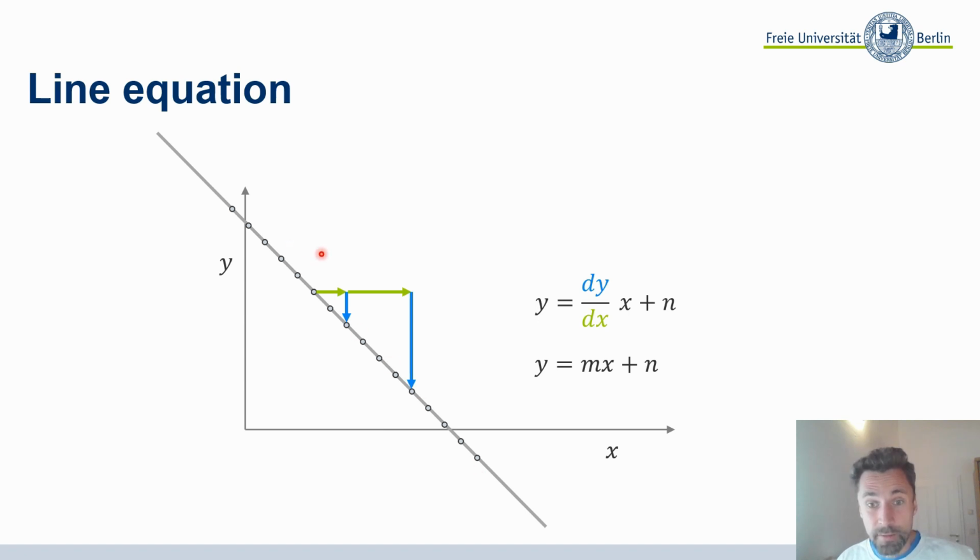You would usually see an equation that looks like this: y equals mx plus n. m here is the slope of the line. In this example, it's negative, so that's why we have a drop. If it would be positive, then we would have a step up. And n is the intercept with the y-axis. So think of x being 0, so we are here. Then n gives you the coordinate on y where the line and the axis intersect.